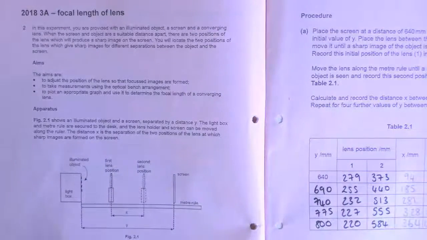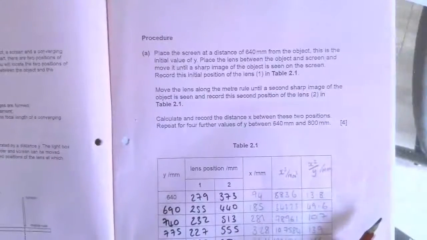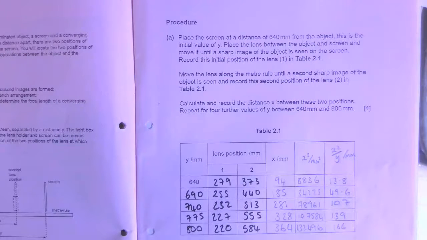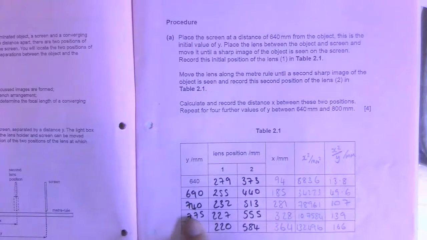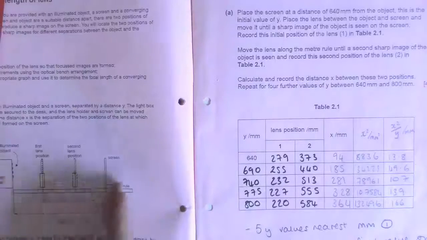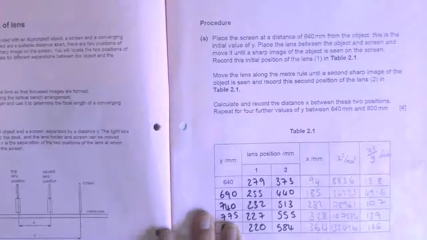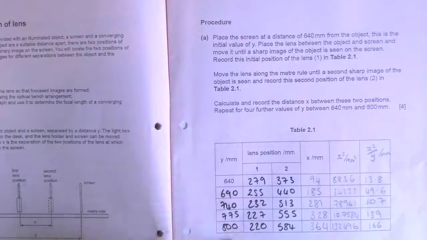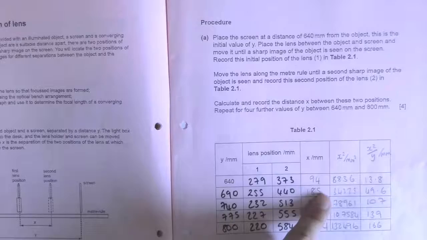Okay, it gives you the, oh, it's not on the screen. It gives you the equation here that you have to use, and then it tells you what to do. So these are the numbers that I had given to you in the picture. Remember, y is how far away the screen was, and what had they told you? It originally was 640 millimeters, and then you just had to move it to different positions. Then measure or record the positions of the two lens positions, and x is the distance between them.